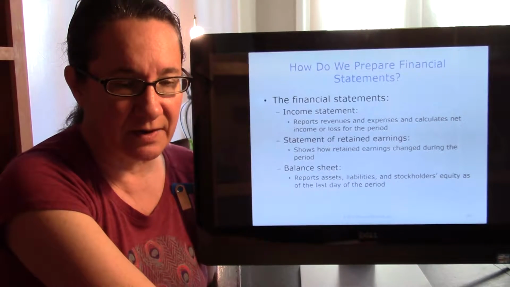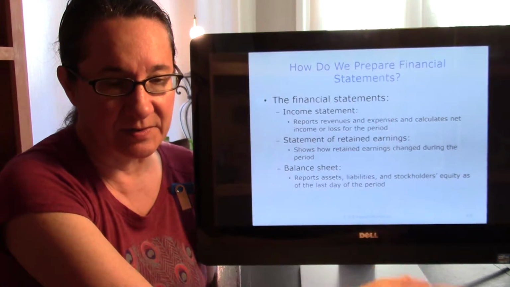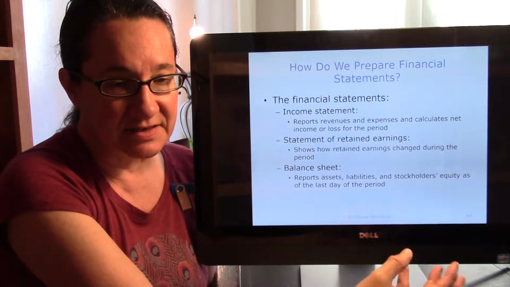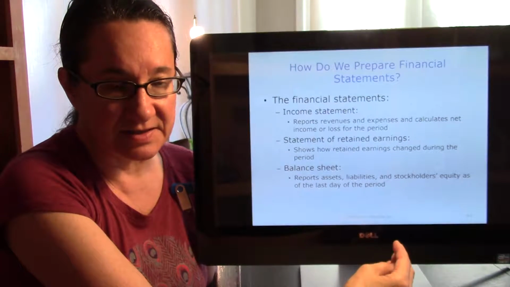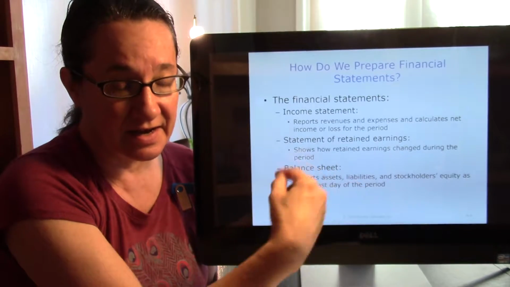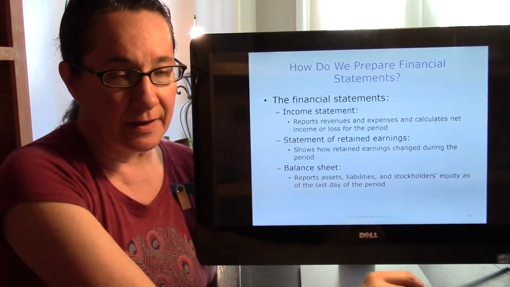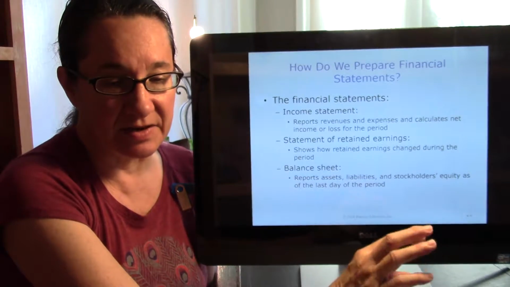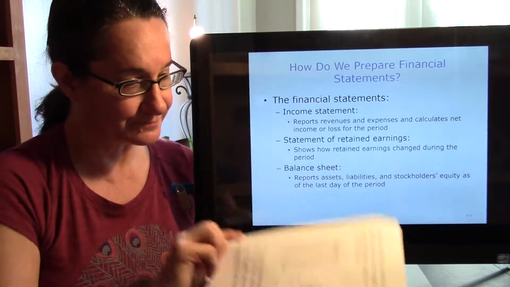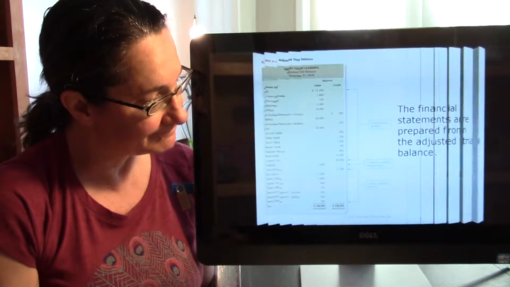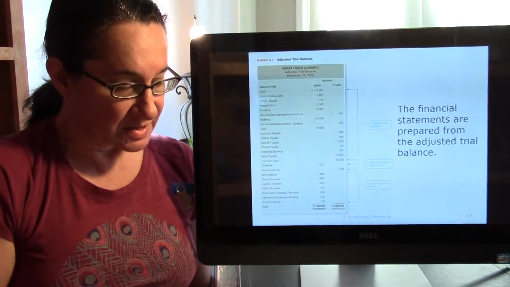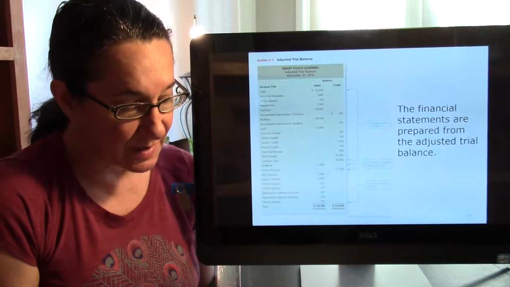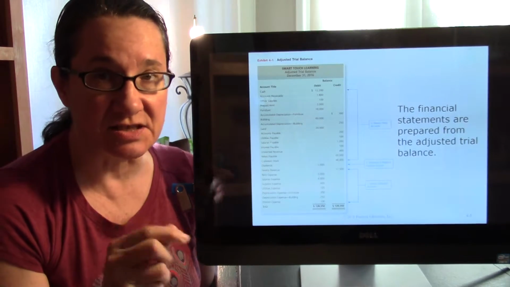So it should be pretty easy to split up. If you see something that's a revenue, it goes on the income statement. If it's an expense, it goes on the income statement. Retained earnings and dividends go on the retained earnings statement, and the income moves over there. And the balance sheet has assets, liabilities, and equity accounts. All right. So the financial statements are prepared from the adjusted trial balance.